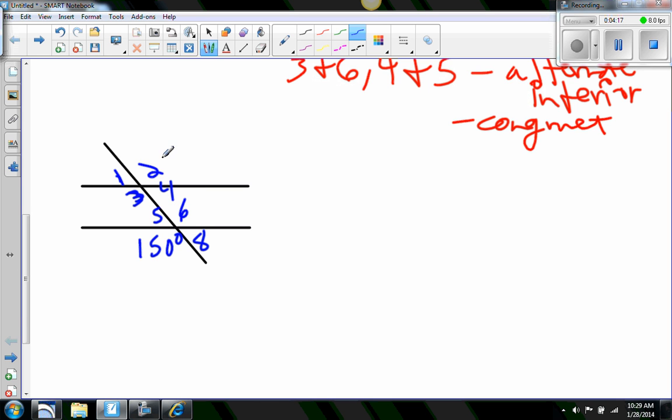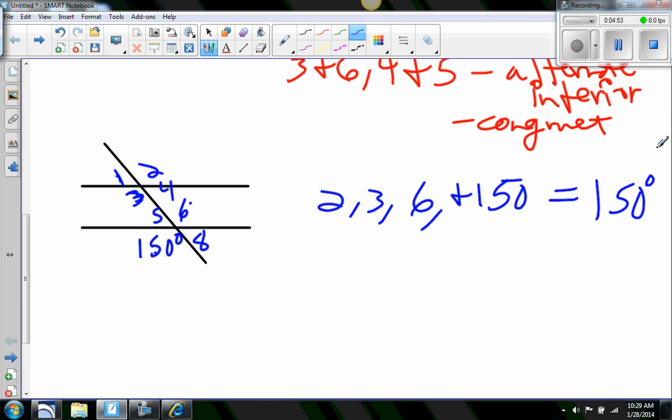All obtuse angles will be the exact same. So 2, 3, 6, and 150 will be equal. So if this is 150, this angle is also 150. And if these two are 150, these two are also 150. Because they are vertical. Vertical means they share two lines, right? Plus the fact that these are parallel lines crossed by one straight line. That's another rule that you can use. So they will all be 150 degrees.